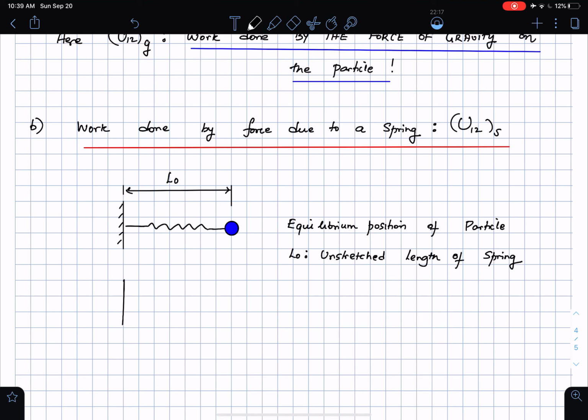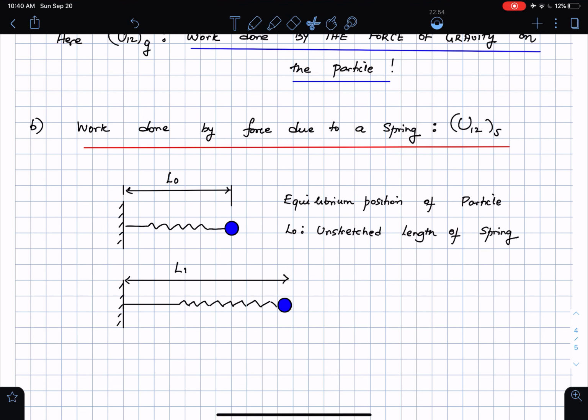Okay, so at position 1, here is the situation. Okay, at position 1, maybe I'm going to be displaced by a little bit. I wanted a spring there. Okay, it does not turn out to be a spring, it turns out to be something else. Okay, so this is at position 1, where the particle is here, and the length is going to be a length L1, let's say. Okay, so this is the equilibrium position, then this is position 1.